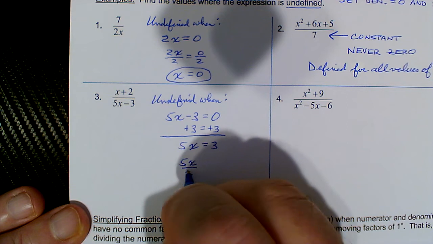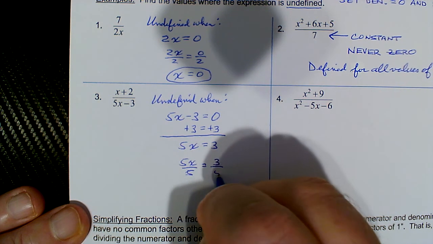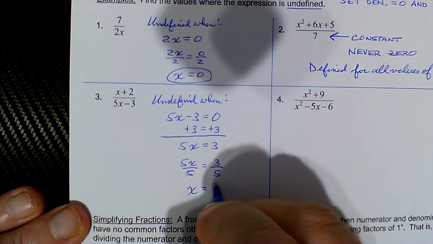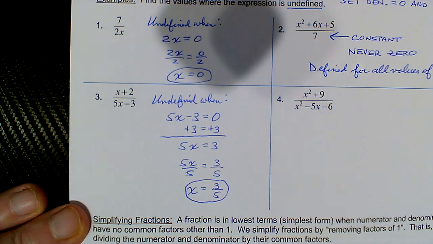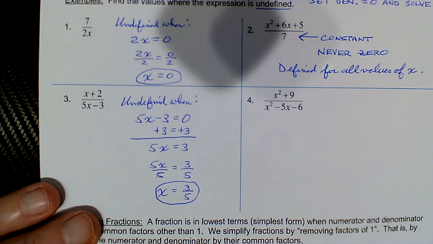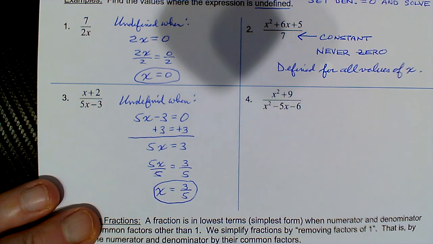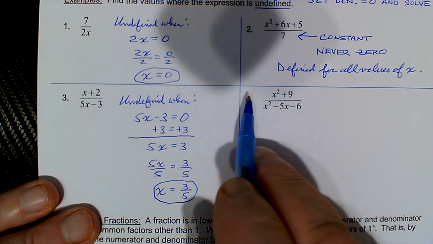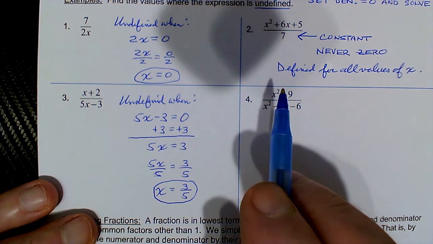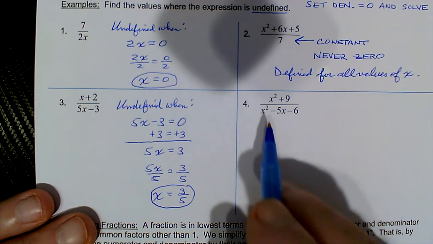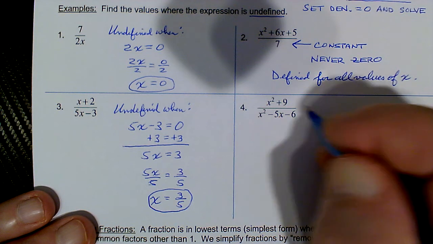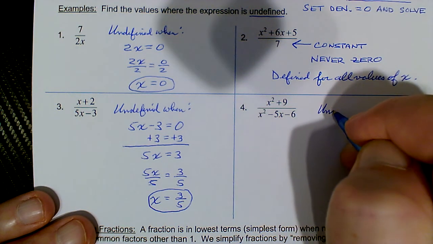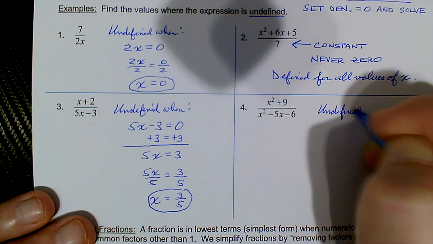And so x equals 3/5 is what causes division by 0, which indicates that the rational function would be undefined. And then here we have a nice situation where we don't pay attention to the numerator. It's not important for finding where it's undefined. It's only the denominator we're concerned about, because when that's 0, that's when it's undefined. So we don't worry about the numerator, and we just say it's undefined when we set that denominator to 0.